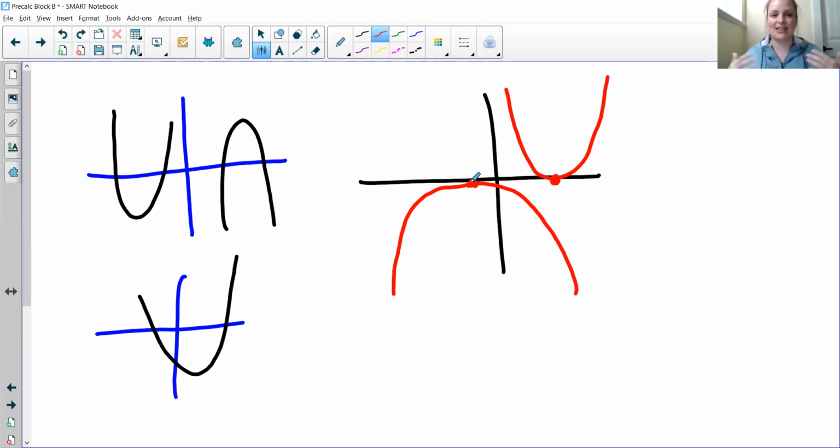Usually, if you see it in vertex form, there isn't a plus q because it hasn't been shifted up or down.